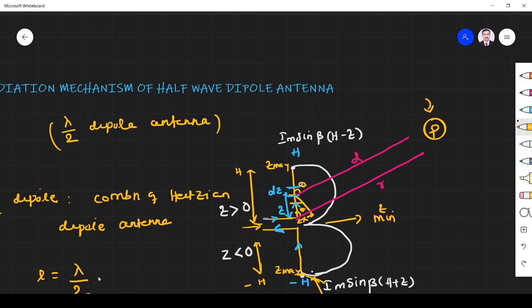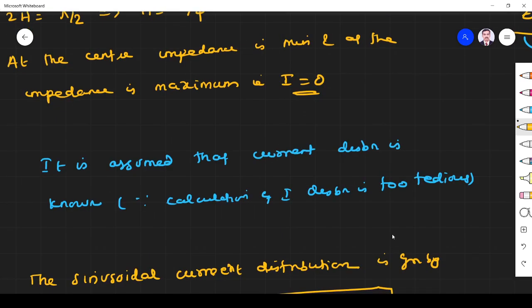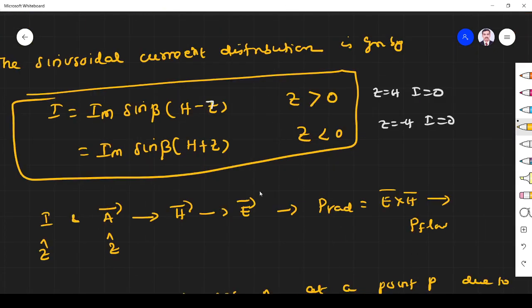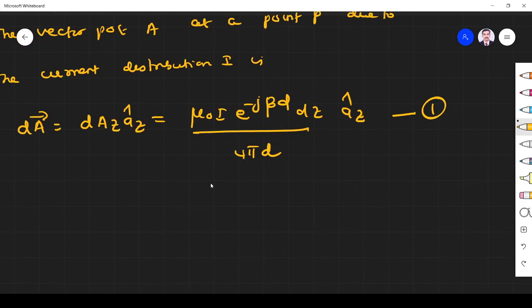So whatever equation I have written, dA is the potential due to this small element, but I want the potential due to the total length. So what I have to do is integrate. So let me integrate. The total vector potential at P is due to the current element dz, the small current element, but I want the total length lambda by 2, right?